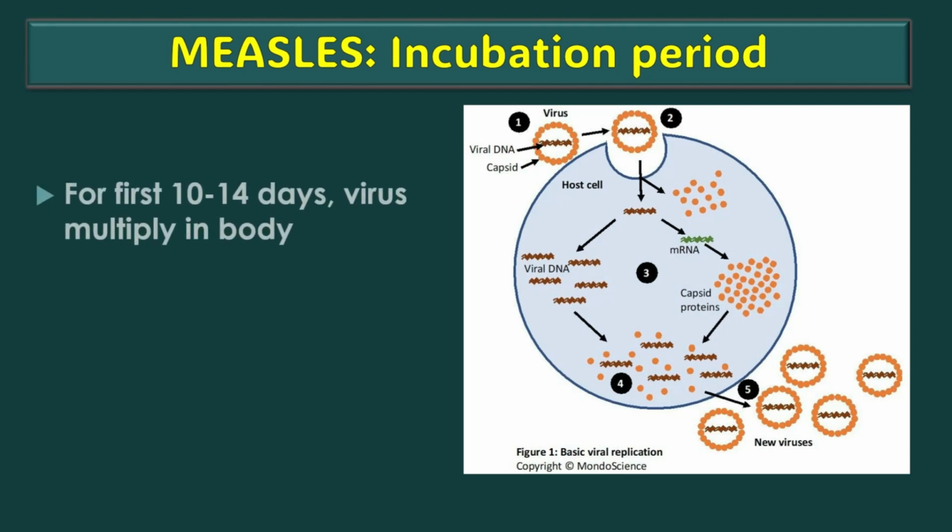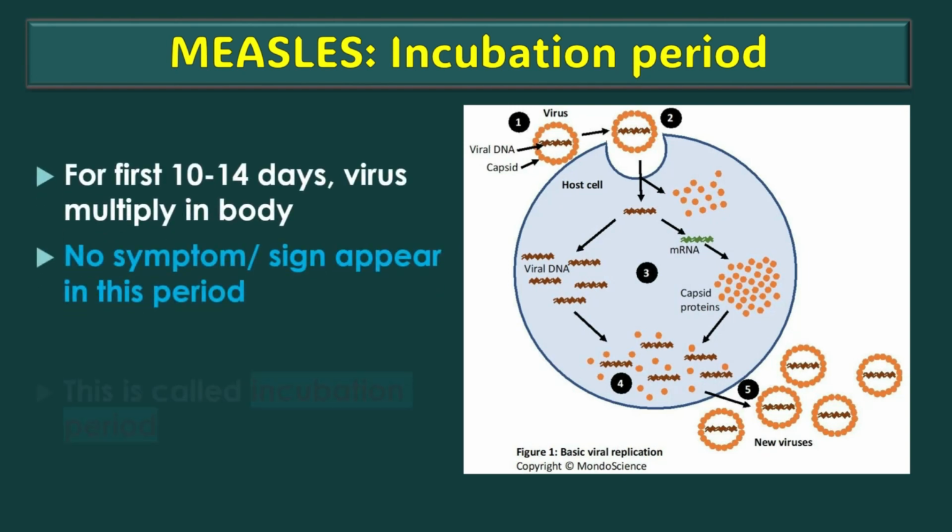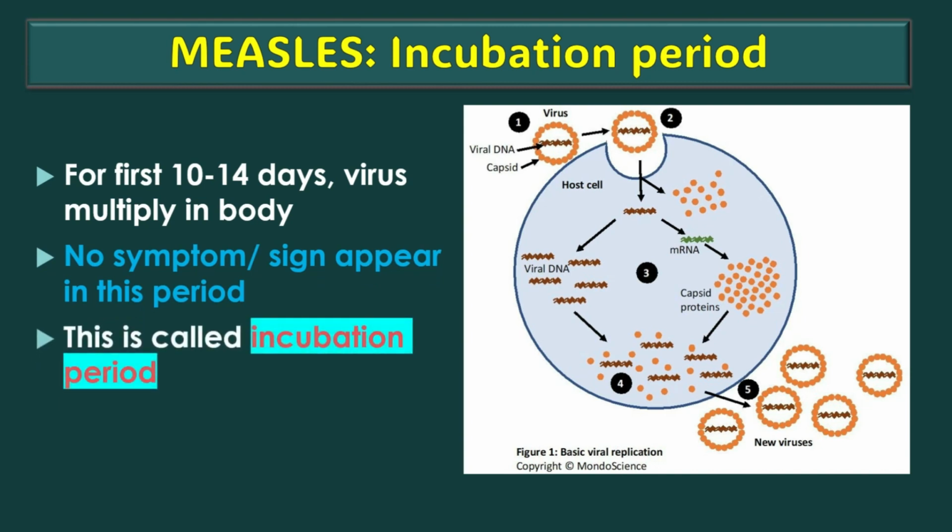Incubation period is the period between entry of the virus inside the body and the appearance of the symptoms. For the first 4 to 14 days the virus multiplies in the body, and in this period no symptoms and signs appear. This is called the incubation period. The virus enters into the cells of our body, uses the cell's machinery to replicate itself, forming multiple progeny of this virus.